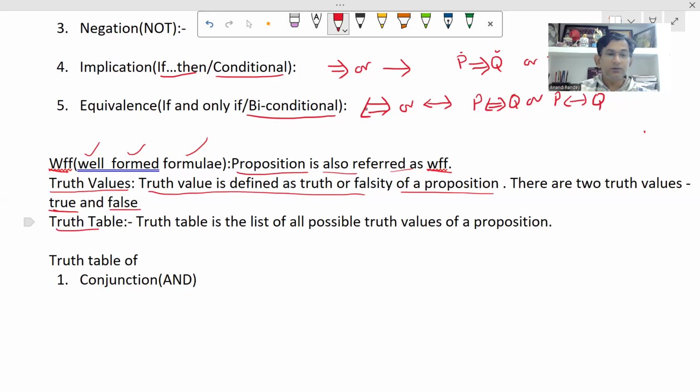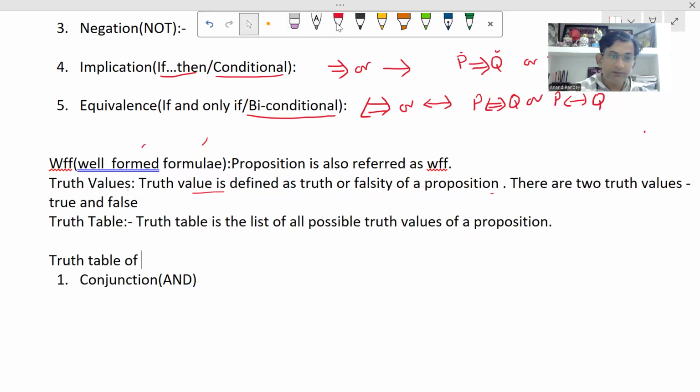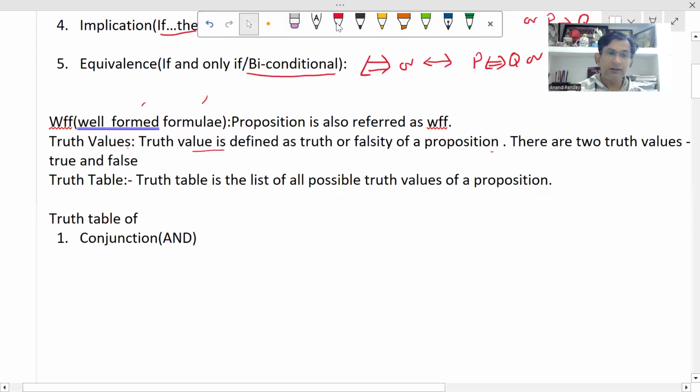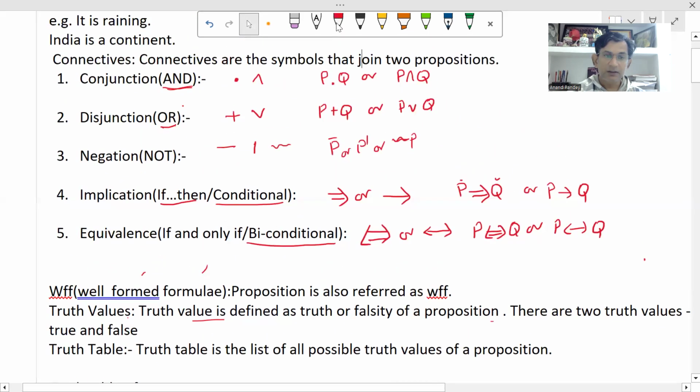Now the truth table. A truth table is a list of all possible truth values of a proposition. I will come back to this definition afterwards. I will draw and teach some truth tables, then come back to this definition and its meaning. Now I'm going to draw and show how to draw the truth tables for different connectives or operations: conjunction, disjunction, negation, implication, and equivalence. I'm going to teach you how to draw the truth table for all of these.